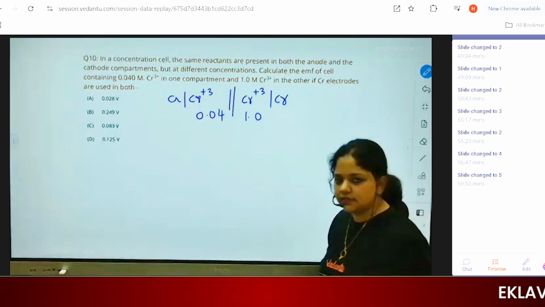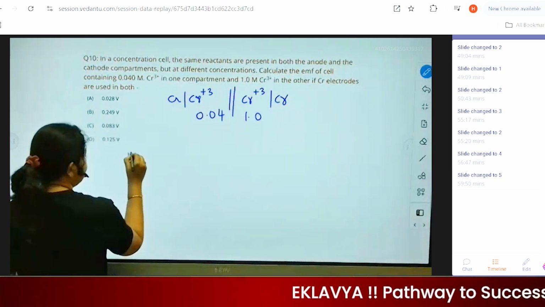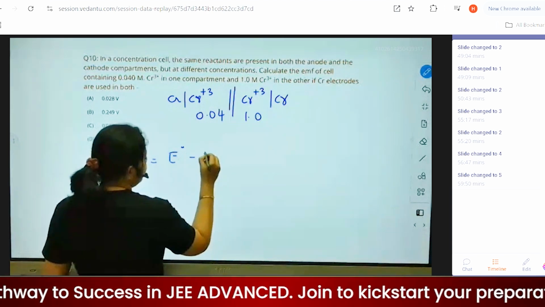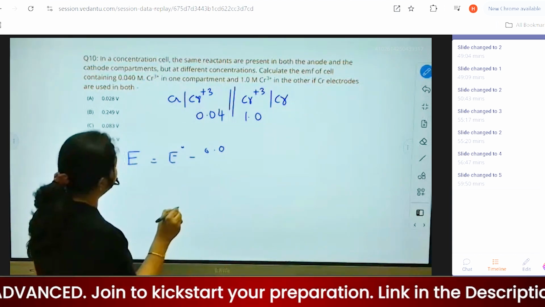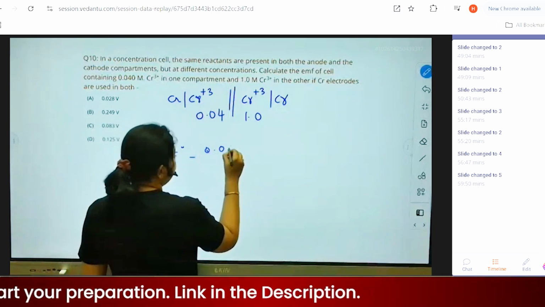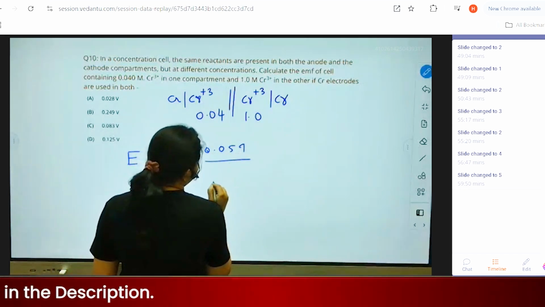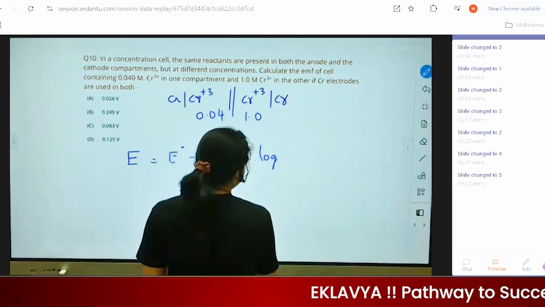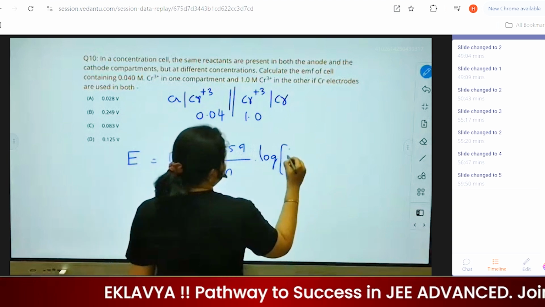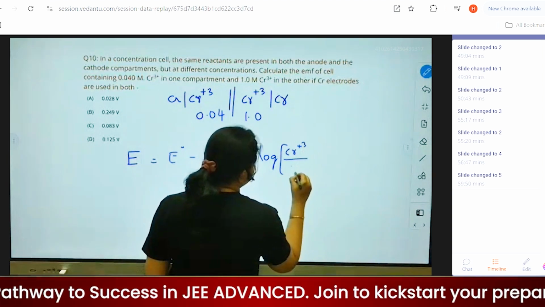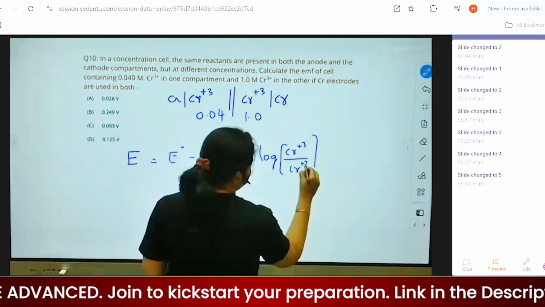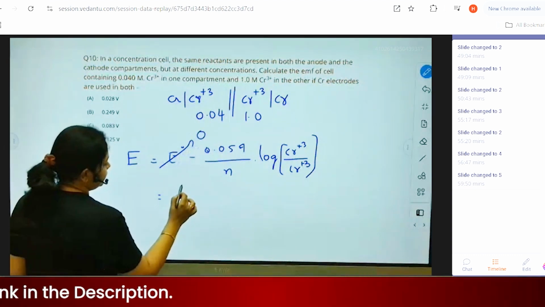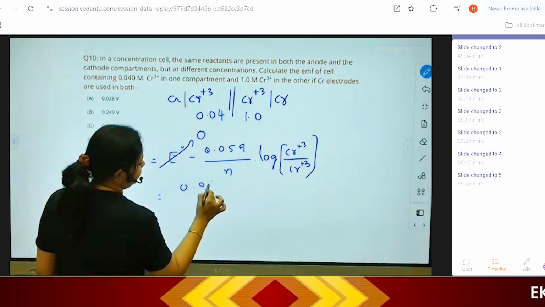So how to do this? I will write down. We know by the Nernst equation, E is equal to E naught minus 0.06. Have they mentioned temperature? If nothing is given, I will take 0.059 divided by n into logarithm of the concentration of one Cr plus 3 here divided by the other Cr plus 3. So like this we can take. Here E naught will directly go off to be 0. So here this one I will round off to 0.06.